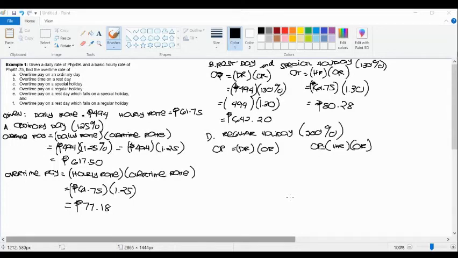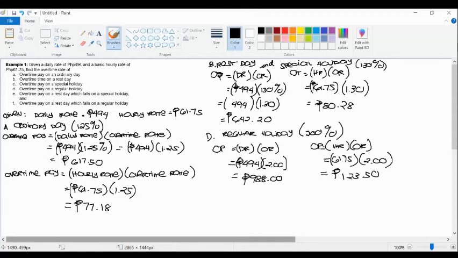Now, let's compute the overtime daily and hourly pay rate on a regular holiday. For this, we have 200%. So for the daily rate, we have 494 pesos times 2.00. It will give us a product of 988 pesos. Now for the hourly rate, that is 61.75 pesos multiplied by 2.00, which is equal to 123.50 pesos.